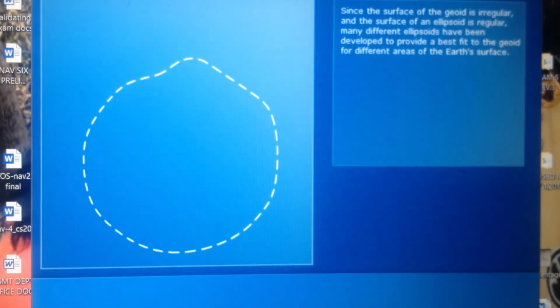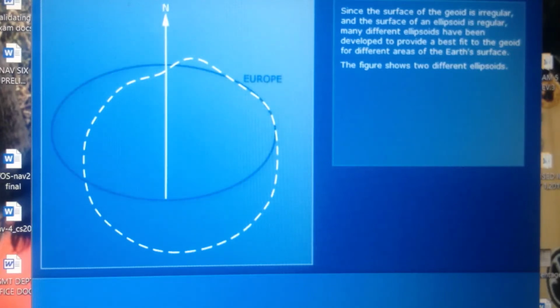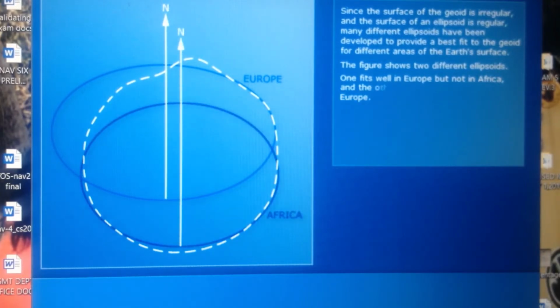Since the surface of the geoid is irregular and the surface of an ellipsoid is regular, many different ellipsoids have been developed to provide a best fit to the geoid for different areas of the Earth's surface. The figure shows two different ellipsoids. One fits well in Europe but not in Africa, and the other fits well in Africa but not in Europe.